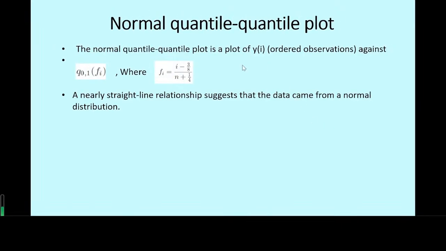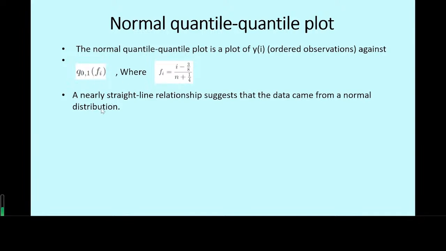So next, we can connect the normal quantile and the sample quantile using a normal quantile plot. If we have the sample quantile Fi, where i represents the order of the sample and n means the sample size, we can calculate this Fi. Then we can fill this Fi into the normal quantile formula. For example, for the standard normal distribution with 0 and 1, we can get the Q01 Fi.